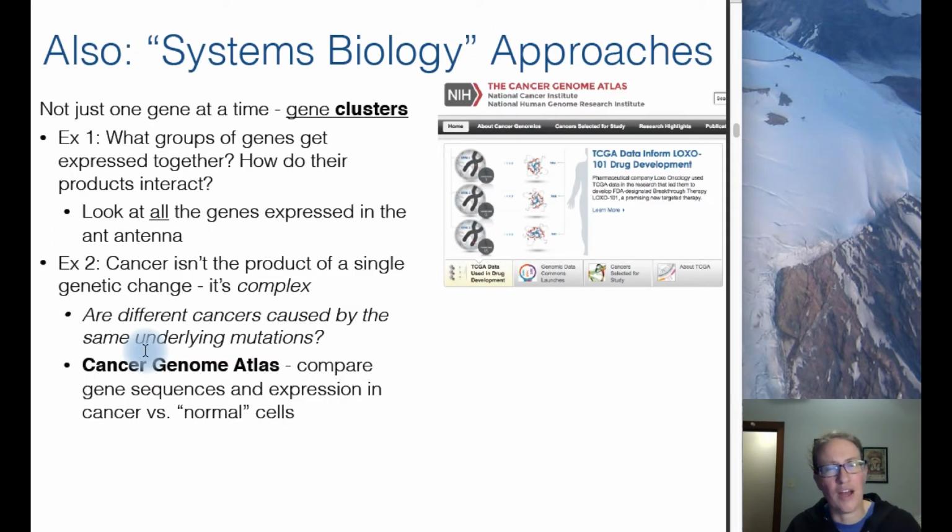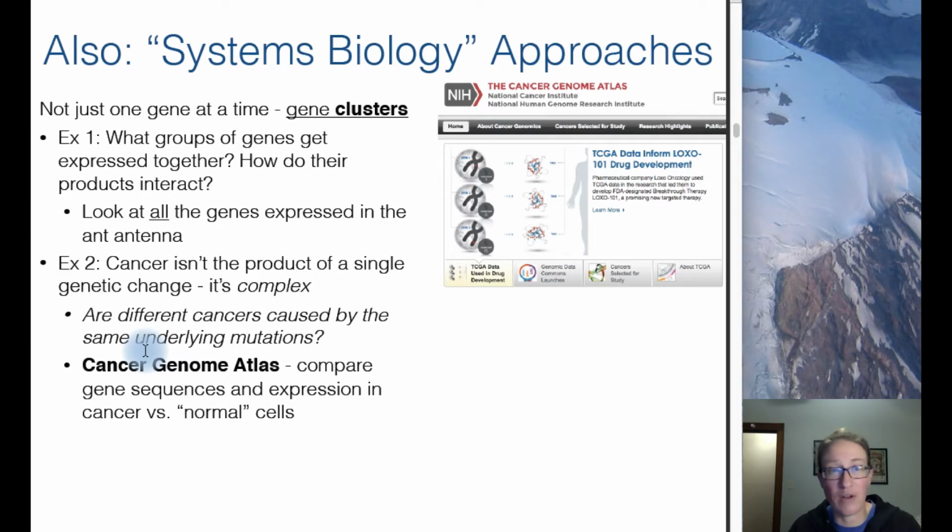This also opens up what are called systems biology approaches. For systems biology approaches, biologists are not just studying and thinking about the function of a single gene at a time. Instead, they're thinking more in terms of clusters of genes. So here's some of the types of questions or problems that get studied using the systems biology approach. One question: what groups of genes get expressed together and how do those gene products interact with each other?